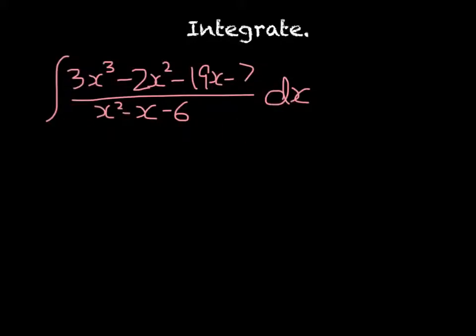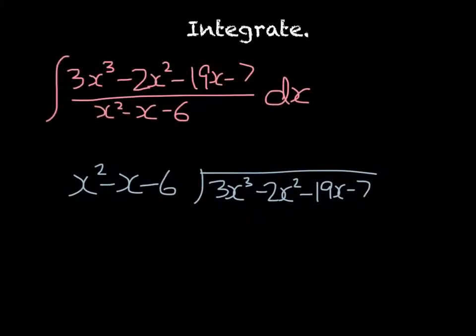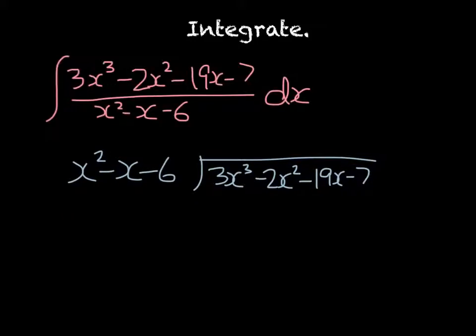we see that we have a fraction that violates the first rule of creating partial fractions, where we said that the degree of the denominator has to be greater than the degree of the numerator. So we're going to have to do some long division here. So I've got this, and now x squared goes into 3x cubed 3x times, and then we'll multiply out. So that's 3x cubed minus 3x squared minus 18x.